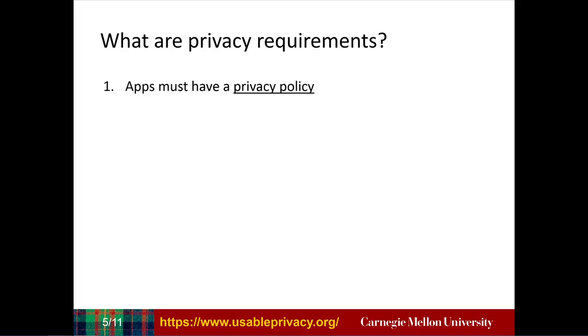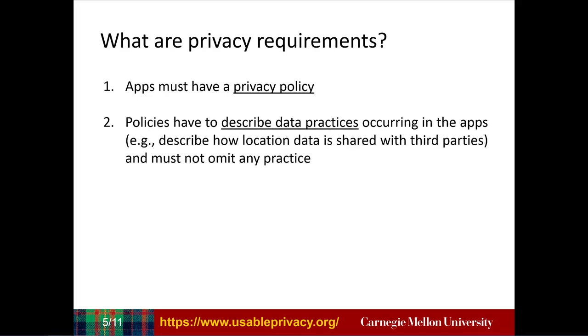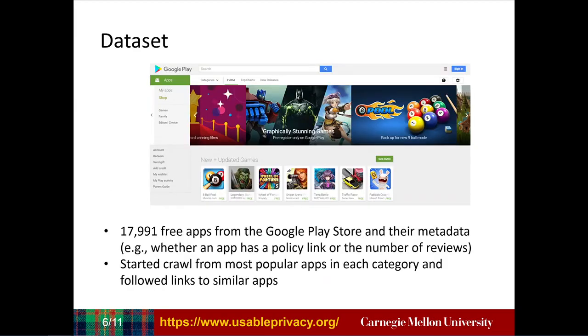And what are we actually trying to find out? First, apps must have a privacy policy. Policies have to describe the data practices occurring in the apps. And very important, they also must not omit that they are engaging in a certain practice. Obviously, your results change a lot depending on how you interpret the law. And finally, apps must follow the described practices in the policies.